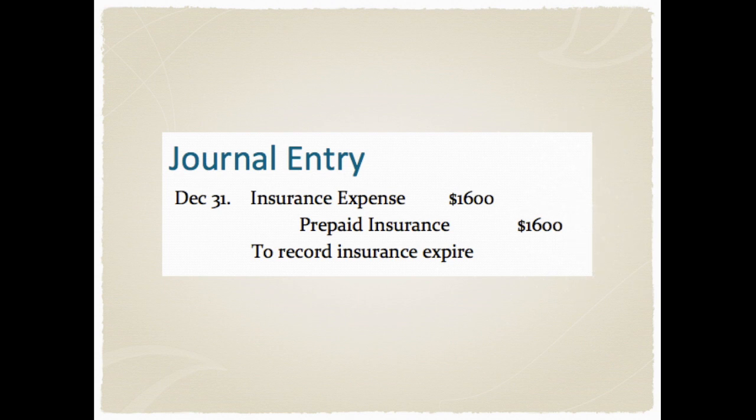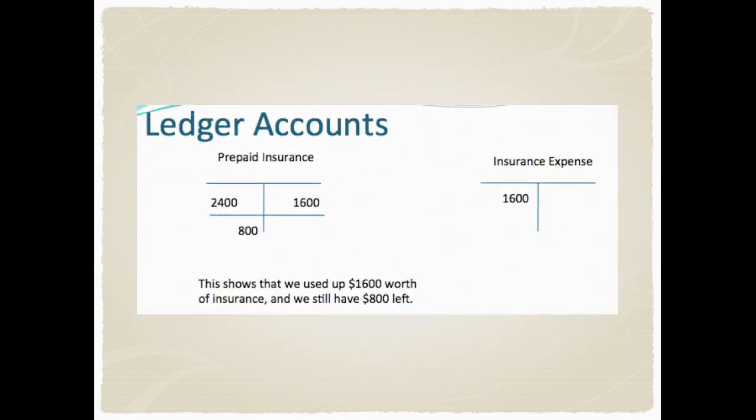Now a journal entry for when you have your insurance expense. Remember we had $2,400 worth of prepaid insurance. There are 12 months in a year. So to get how much insurance expense we want, we divide the initial cost by 12. Afterwards, we count the number of months that we actually used up. In this case, we used up 6 months. So we multiply the insurance expense per month by the number of months, and that will give us $1,600. So that means that we have $800 worth of prepaid insurance left.